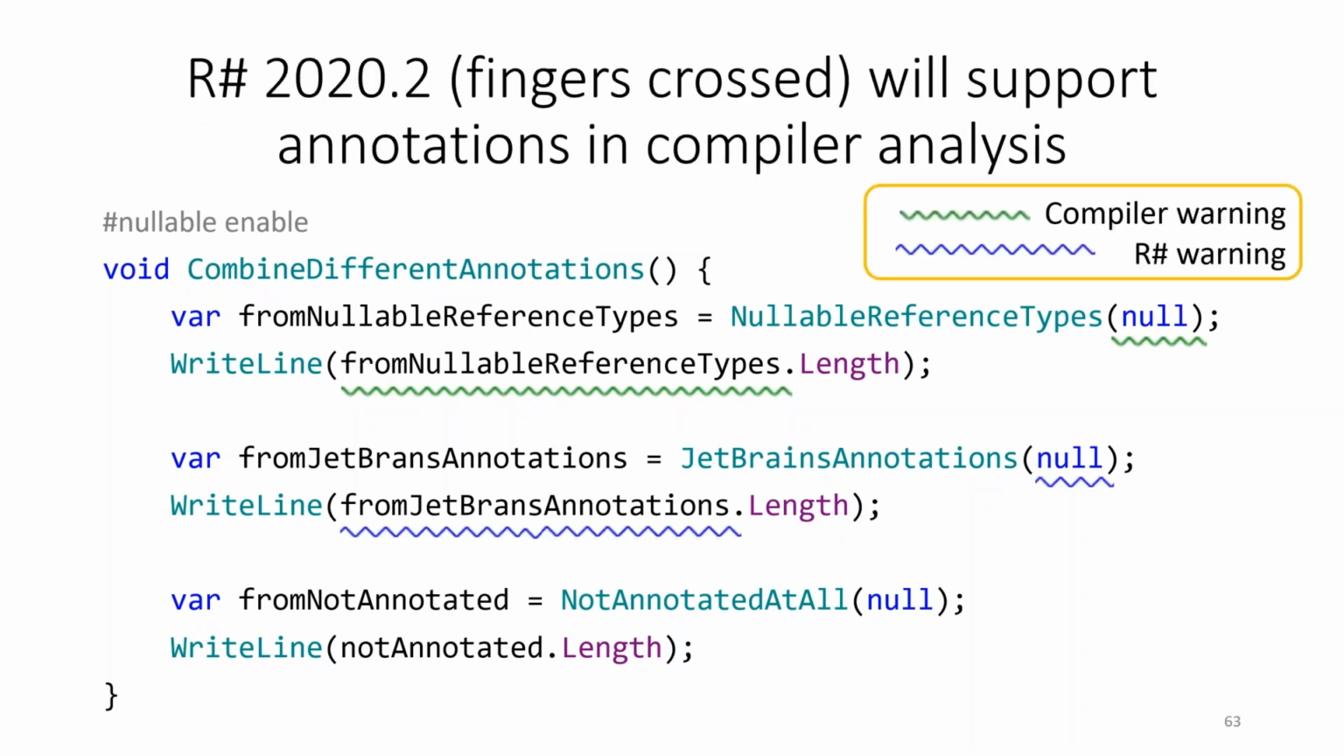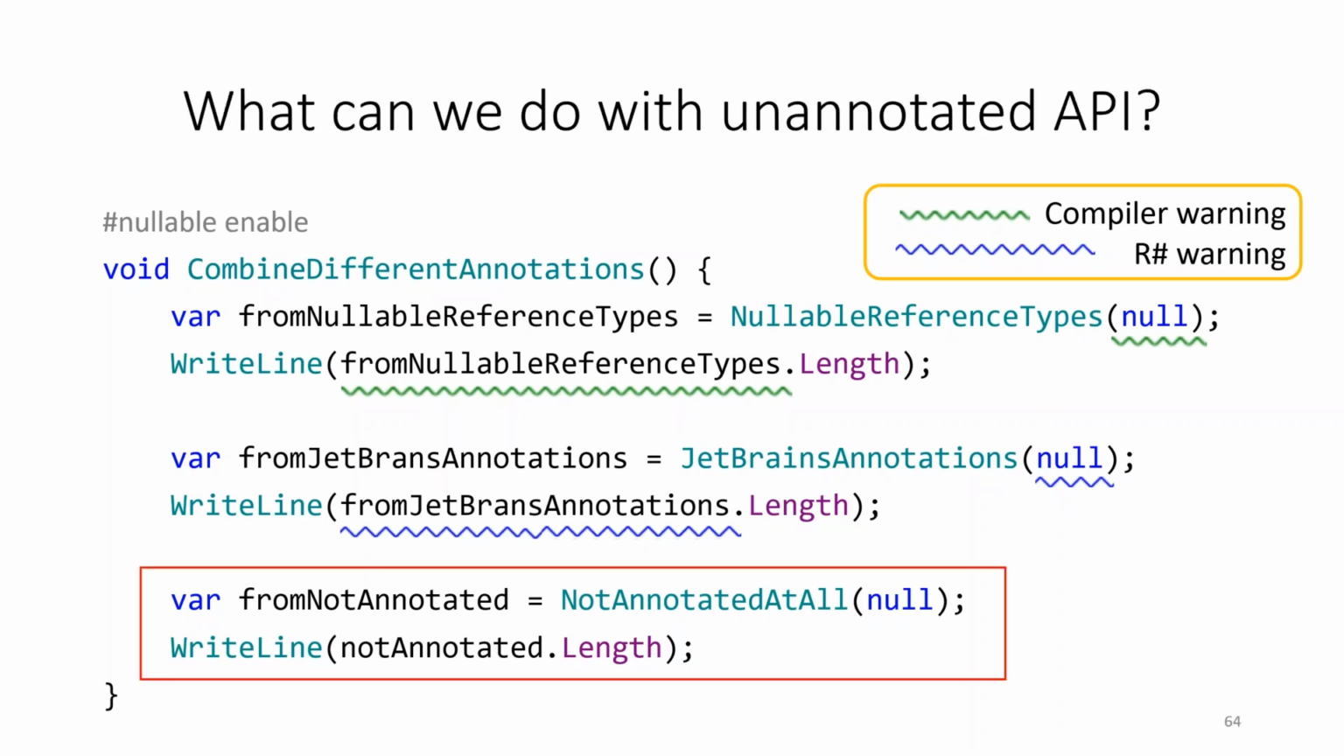So for the next version of ReSharper, we will support our annotations in the compiler analysis engine out of the box. So here you'll get compiler warnings for the first call and ReSharper warnings for the second one. But what about the not annotated API?